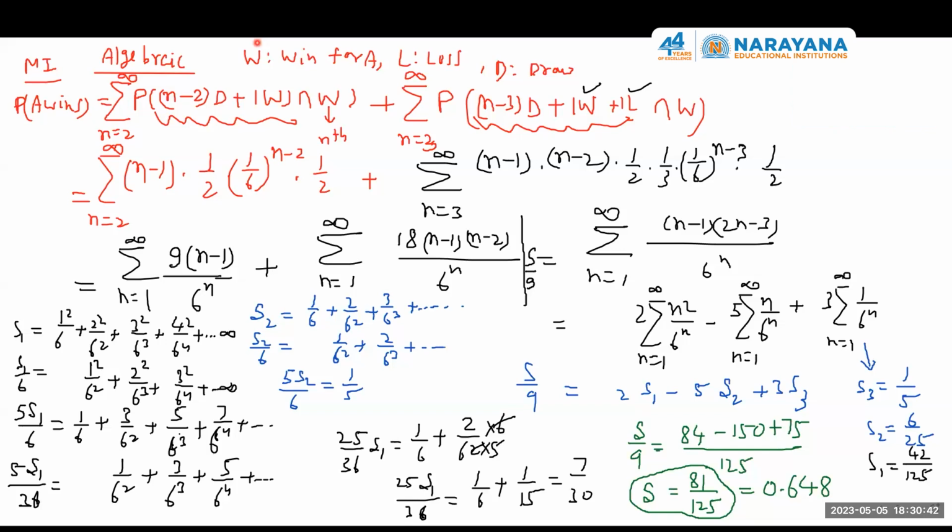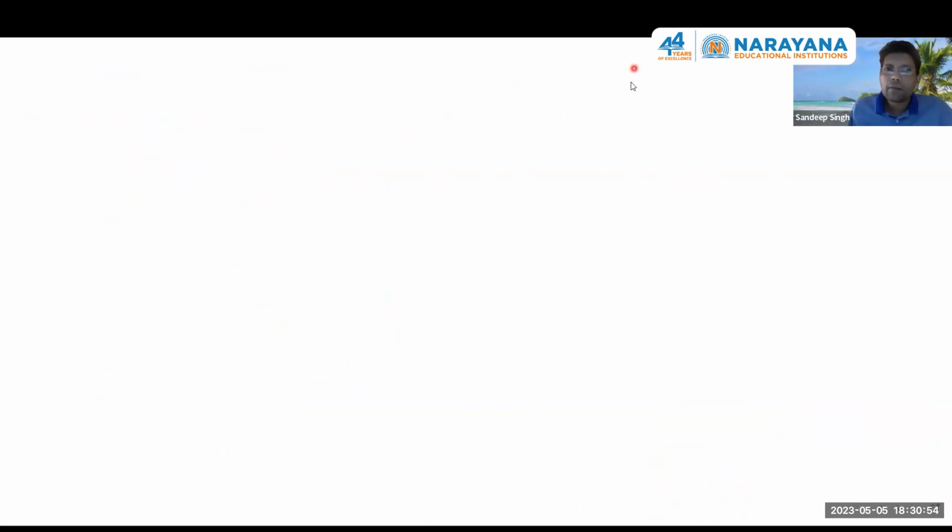अच्छा, तो ये आप लिख लें पहले. तो इसका आंसर आ गया है 81 by 125, जो कि आपका प्योर एल्जेब्राइक अप्रोच हम इसको कह देंगे, 0.648. अब इसके बाद एक मैंने आपको फर्स्ट लेक्चर में समझाया था रिकर्सिव अप्रोच जो है, अब उसको हम देखते हैं.